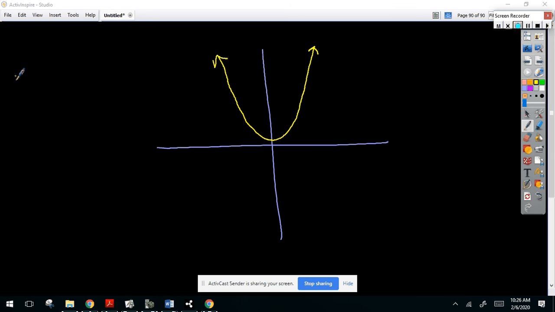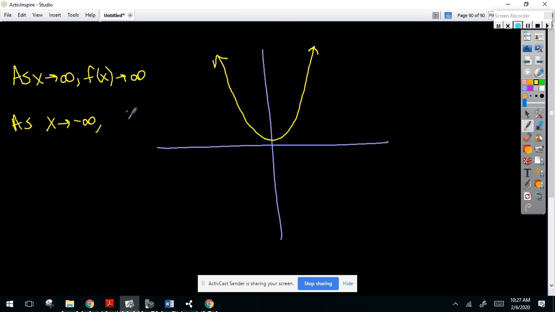All right. As X goes to positive infinity, F of X goes to positive infinity. Exactly. Which means the right side goes up. As X goes to negative infinity, F of X goes to positive infinity. Okay, they both go up.